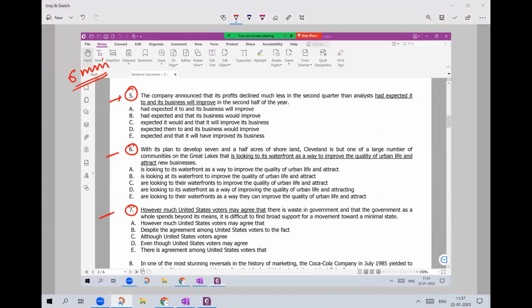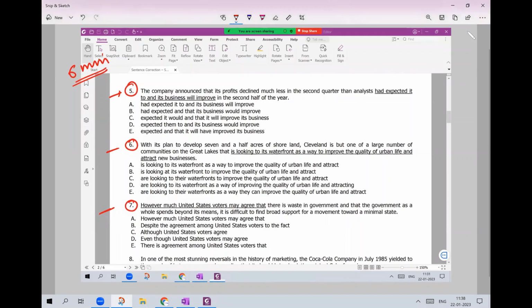So what's the answer? 5C. Perfect. Let's come down to question number 7. I hope everyone is done, right? Or someone is still doing it. So let's come down to question number 7.